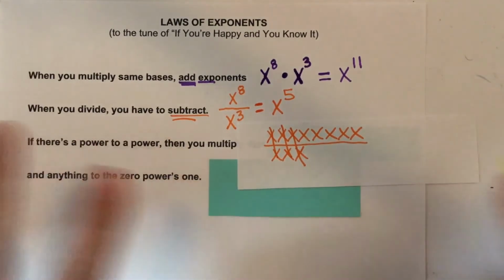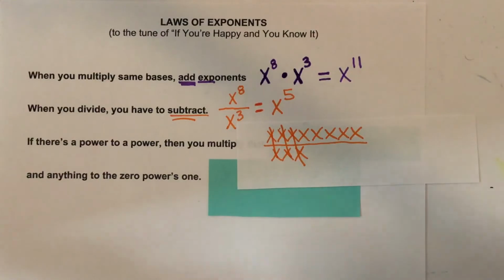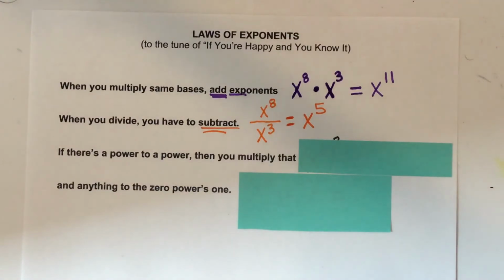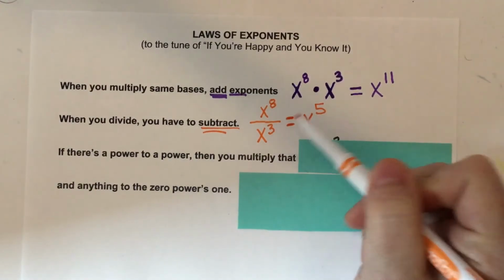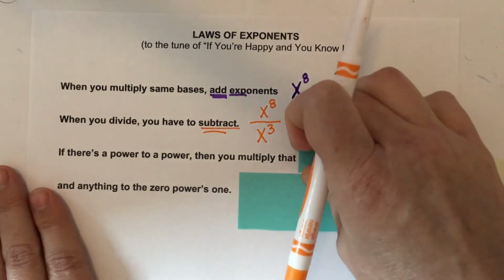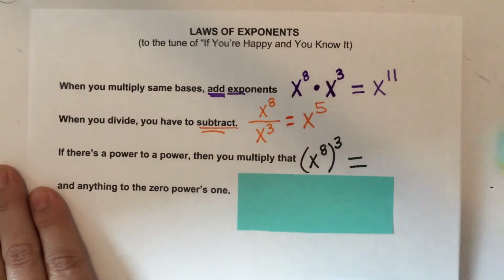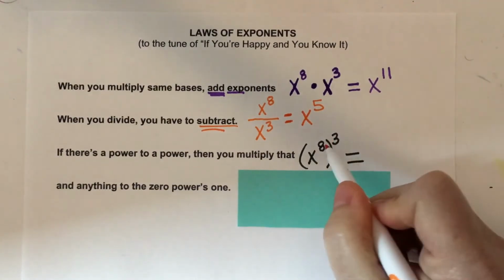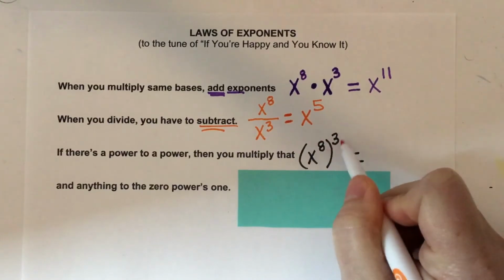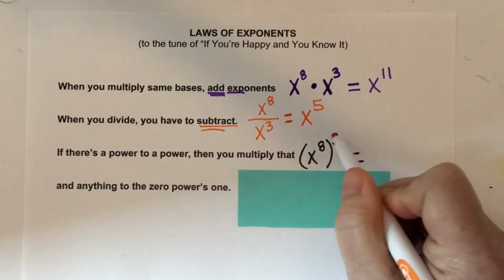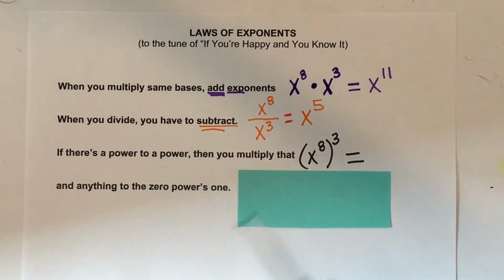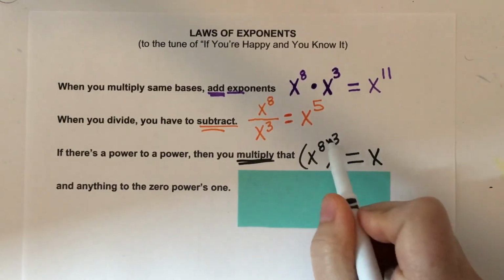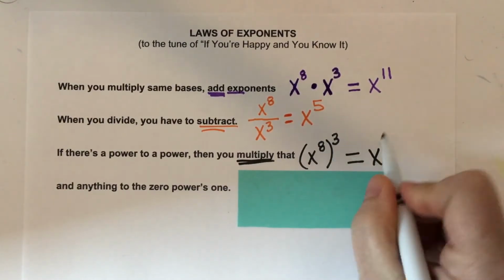So like I said, I could always draw a visual representation to do these problems, but sometimes the rule is faster. So this rule is when you divide, you have to subtract. So 8 minus 3 is 5. Okay, our third rule: if there's a power to a power, then you multiply that. So anytime I have a power raised to another power, an exponent raised to another exponent, I multiply the exponents. So I keep the base and I multiply my exponents. 8 times 3 is 24.